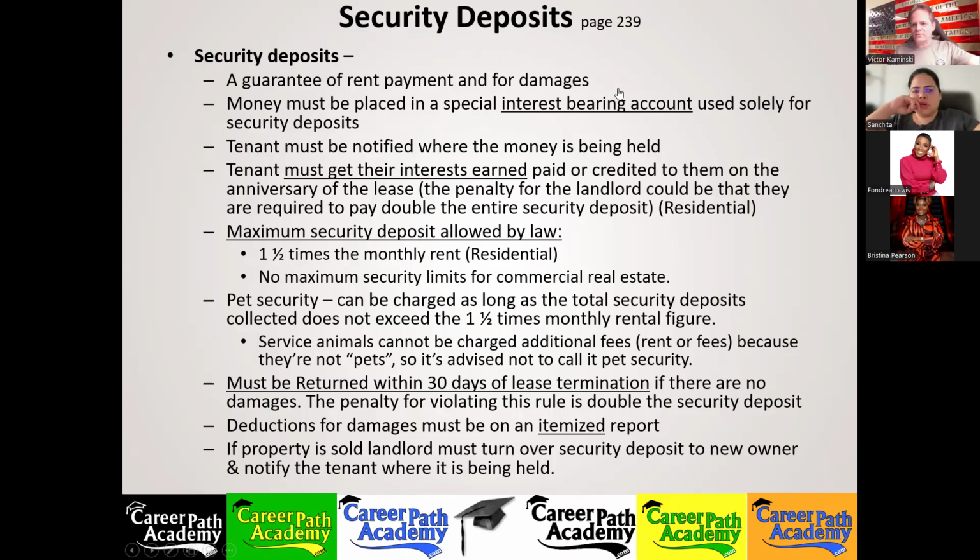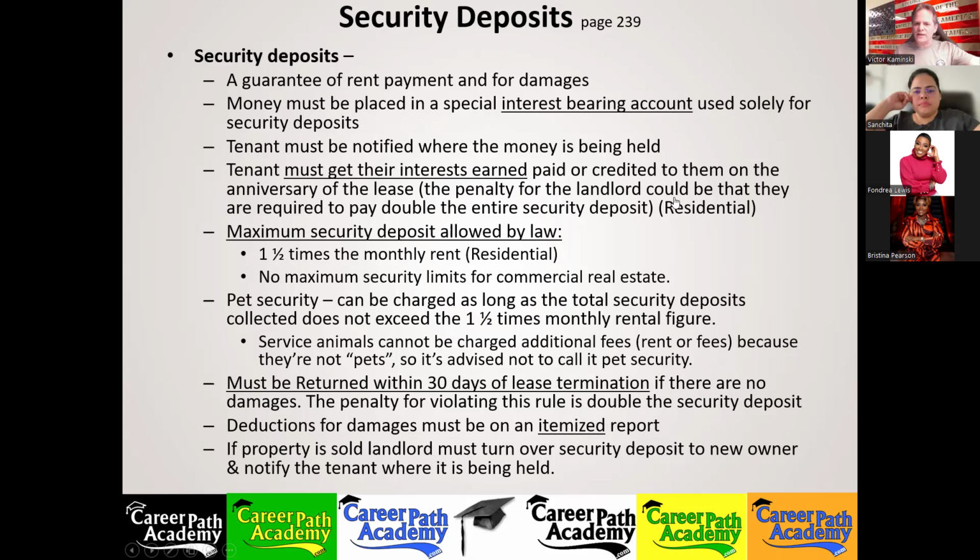Although tenants can do damages well in excess of 1.5 times the monthly rental figure, especially if they're malicious about it. Money must be placed in a special interest-bearing account used only for security deposits. Tenants must be notified where that money is being held. The tenant must get their interest earned, paid, or credited to them on the anniversary of their lease every year.